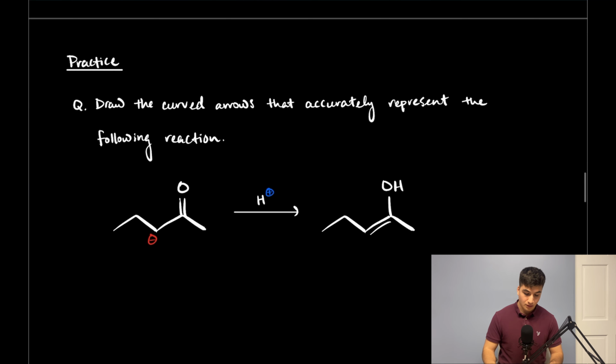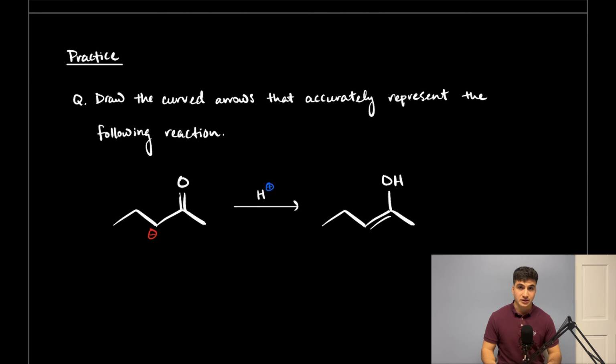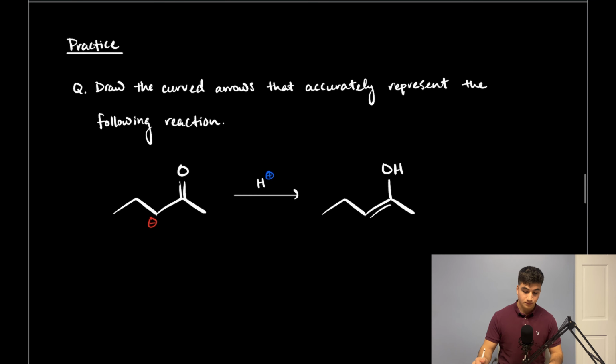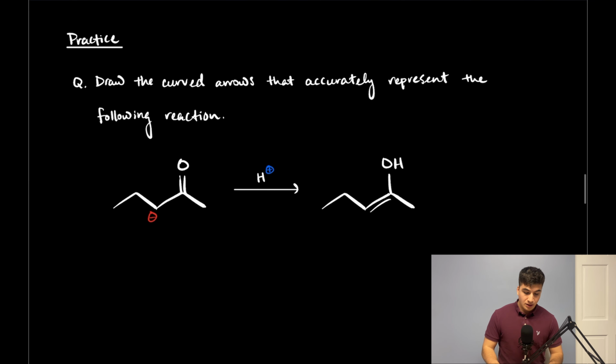All right, so I have one practice problem for you guys to try out. Pause the video and see if you can do this one. All right, let's do this together. So, first thing is, let's find our sources of electrons. We do have a negative charge here, and that's our strongest source, so we're going to start there.